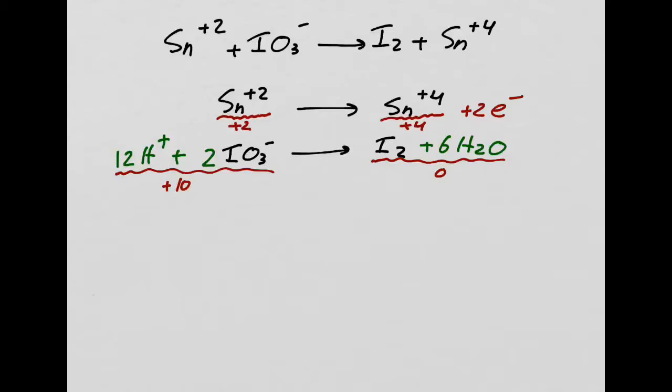Okay, so you balance the charges by adding electrons to the more positive side, which is this side, right? Now, how many electrons do I have to add? This is 0 and this is 10. So I would have to add 10 electrons, because electrons are negative. 10 minus 10 would be 0. It would match that. Beautiful.